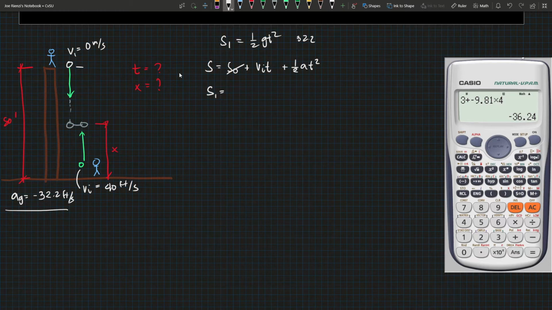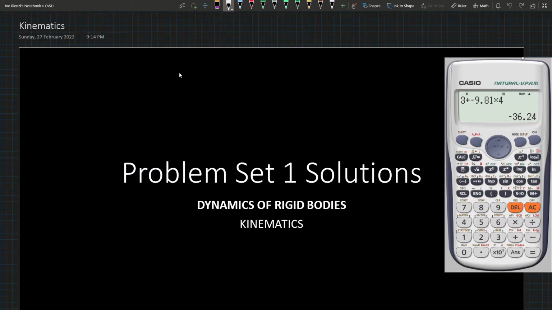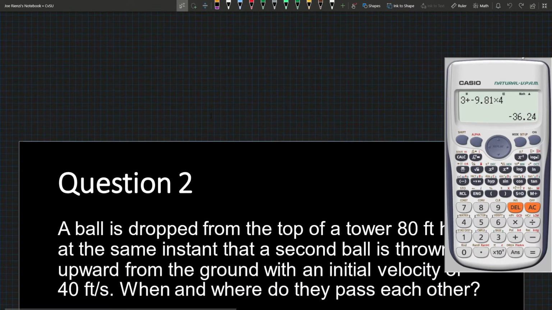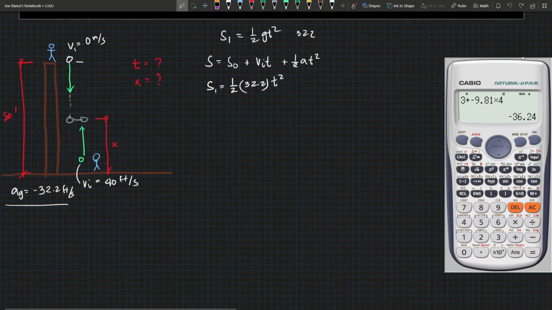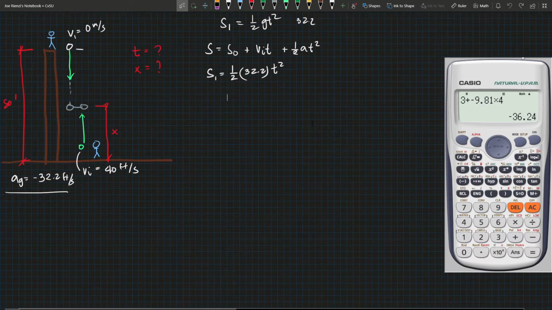So, 0 naman to. Kaya again, ang formula natin is ito lang: 1 half, 32.2 t squared. Unknown natin yun, hindi pa natin alam. Ito yung hinahanap. Ayan, yung first equation natin, equation 1. For our second equation naman, apply lang natin yung si nasa baba.